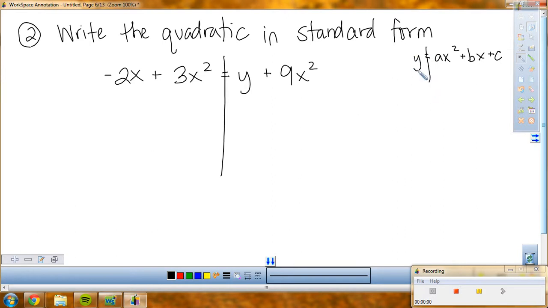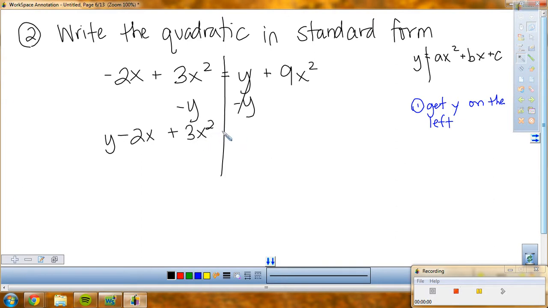So again, I want to get my y by itself, and I notice that y is on the wrong side. So I'm going to have to, first of all, get my y over to the other side. So if I'm going to write this in steps, I'm going to make step 1, get y on the left. So I can move my y over by subtracting the y from both sides. So that eliminates. Now I have y minus 2x plus 3x squared equals 9x squared.